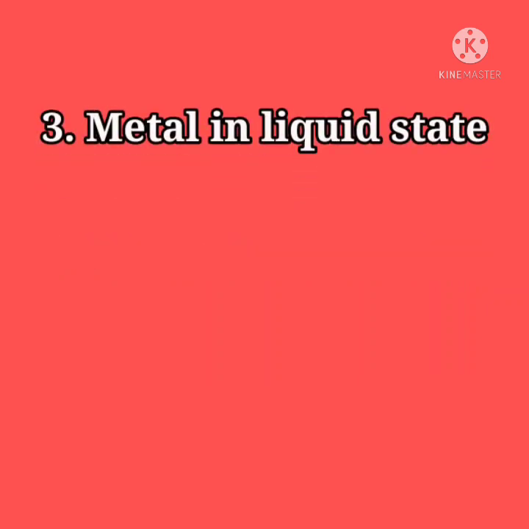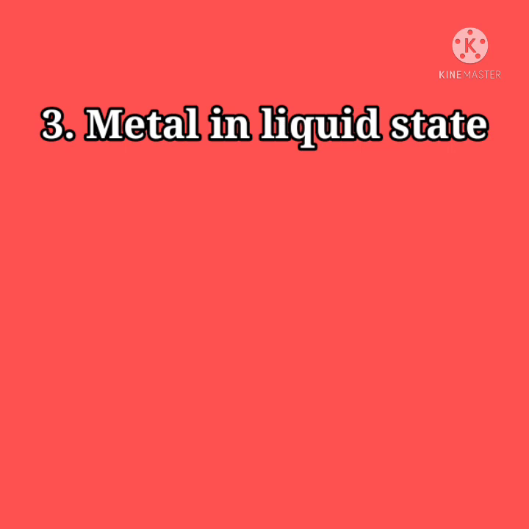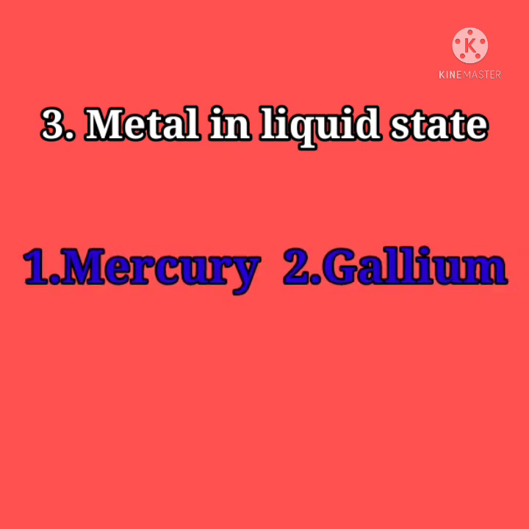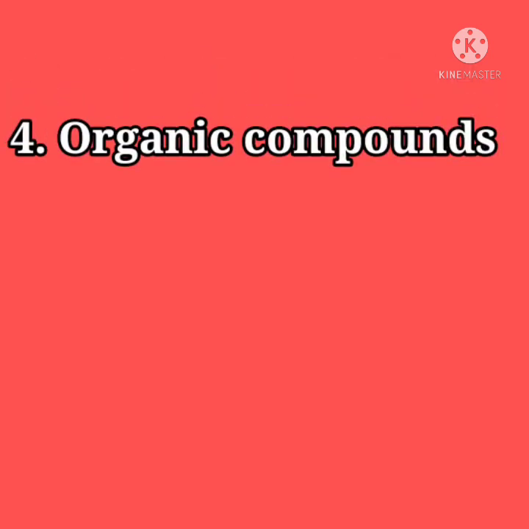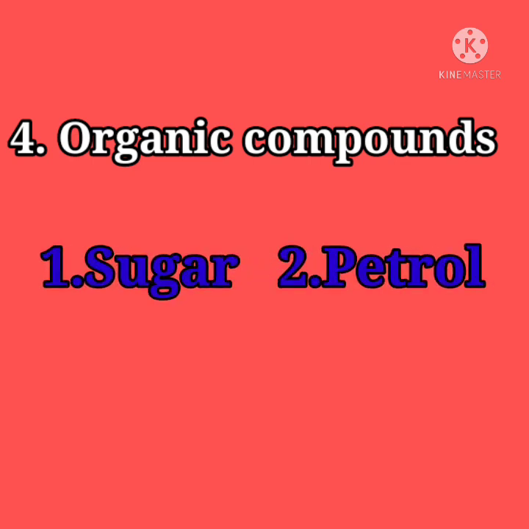Number 3, metals in liquid state. So student, mercury and gallium, these two metals remain in liquid state at room temperature. Number 4, organic compounds. You can write any two organic compounds of your choice. For example, sugar and petrol are two organic compounds.